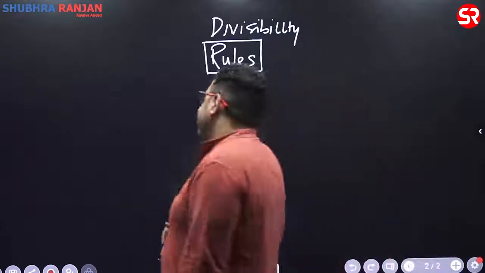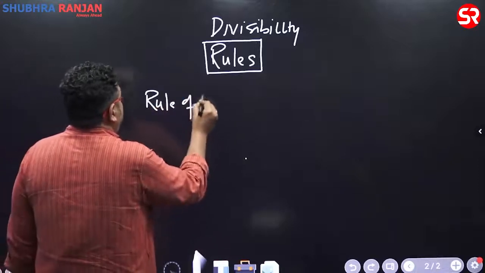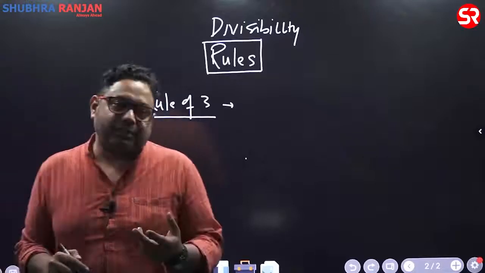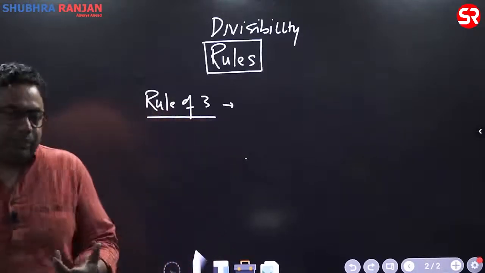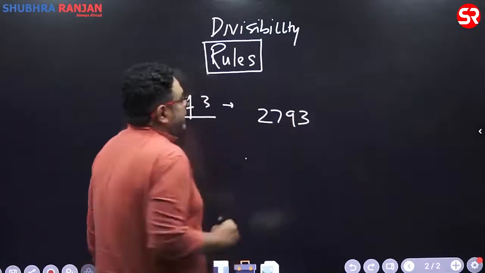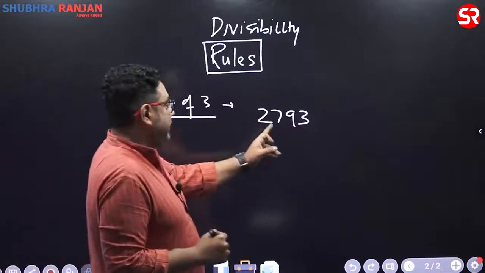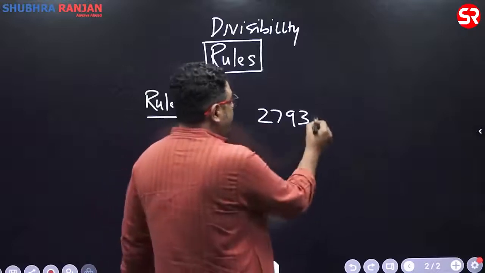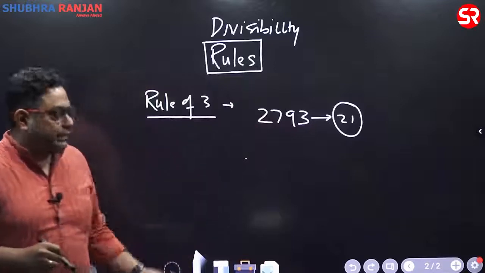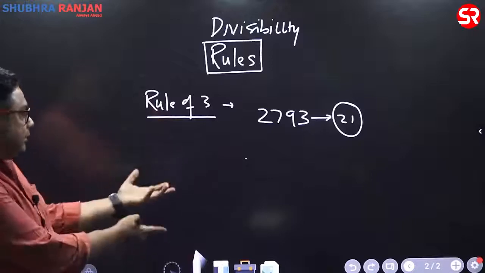First of all, for example, the rule of three. All of you know the divisibility rule of three, isn't it? Generally, everyone remembers that the sum of the digits of a number must be divisible by 3. For example, is 2793 exactly divisible by 3? What was taught to us was 2 plus 7 is 9, 9 plus 9 is 18, 18 plus 3 is 21. Since 21 is a multiple of 3, 2793 is exactly divisible by 3.